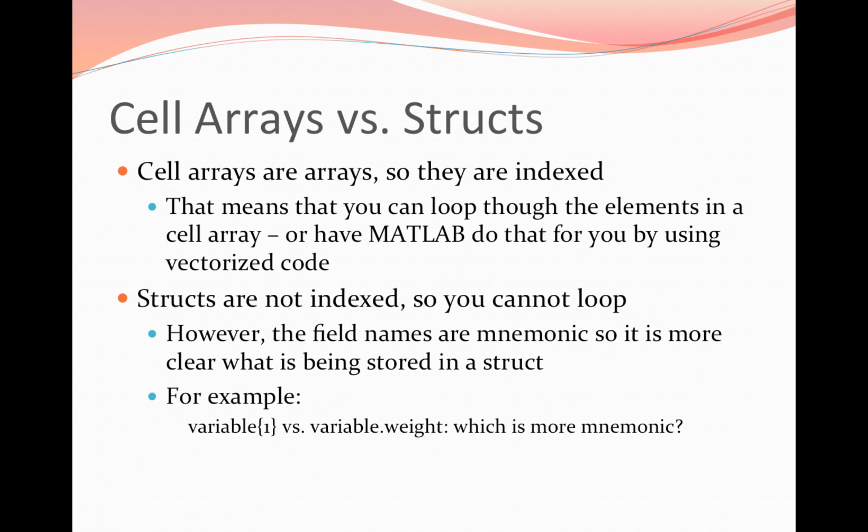So cell arrays and structures, they're both used to store different types of values. So when would you use one versus the other? Cell arrays are arrays, so that means they're indexed. So what that means is that you can loop through the elements in a cell array, or have MATLAB do that for you by using vectorized code. Structs, on the other hand, are not indexed, so you cannot loop. However, the field names are mnemonic. They make sense, so it's more clear what's actually being stored in a struct. For example, if you had a variable curly braces 1 versus variable dot weight, which one is more mnemonic?